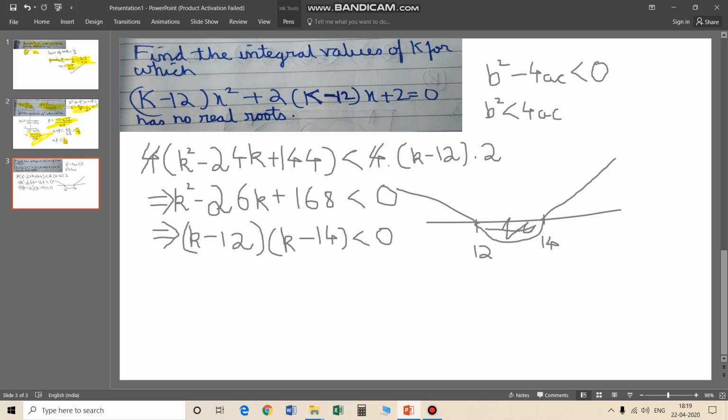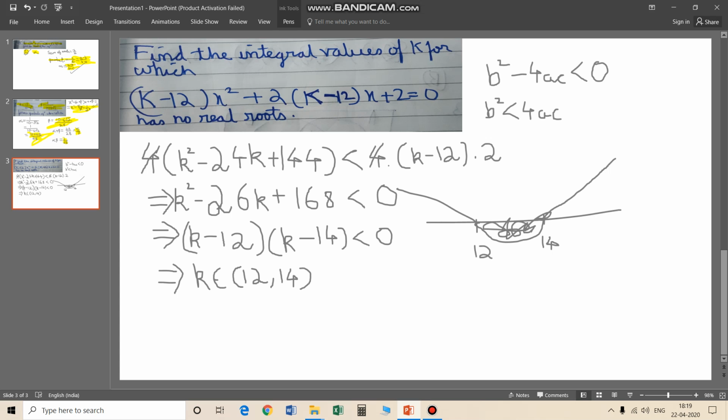This part it is less than 0. Right? Then I can write k belongs to the open interval 12 to 14, because it is less than sign, not less than or equal to. If less than or equal to, then it would be closed interval 12 to 14, but it is the open interval 12 to 14. An open interval is represented by round brackets.